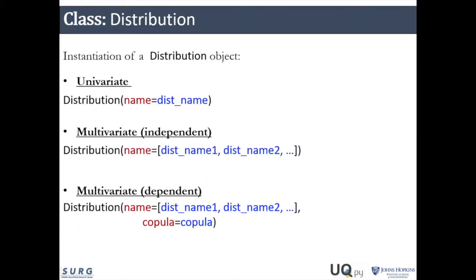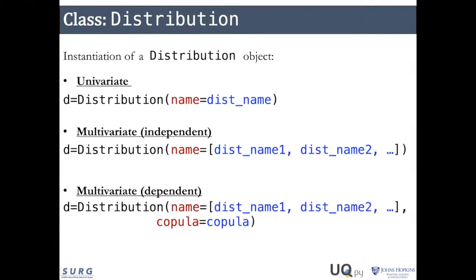Now, in order to instantiate a distribution object in the univariate case, which means you have one random variable, all you have to do is type Distribution and then provide the name of the distribution. In this case, where you have a single name, which is a string, you define one random variable. If you have more than one random variable, meaning you have a random vector, and these random variables are all independent, in order to instantiate a distribution object of this random vector, you need to provide the name of each distribution within a list.